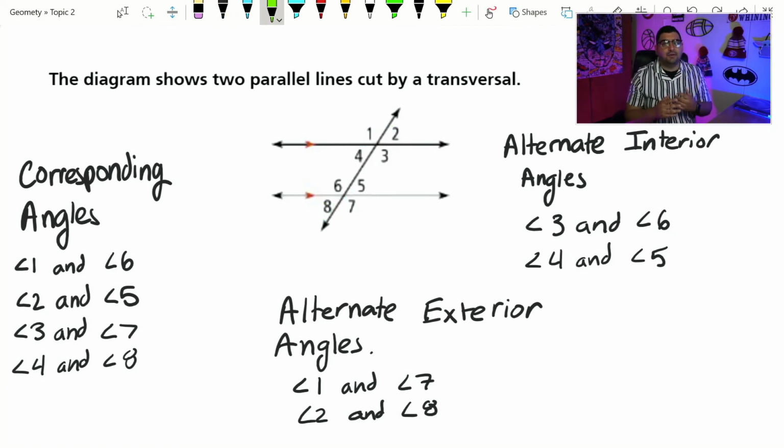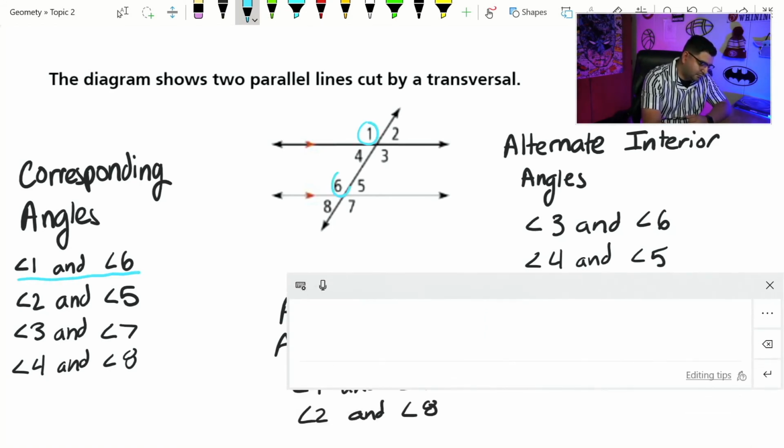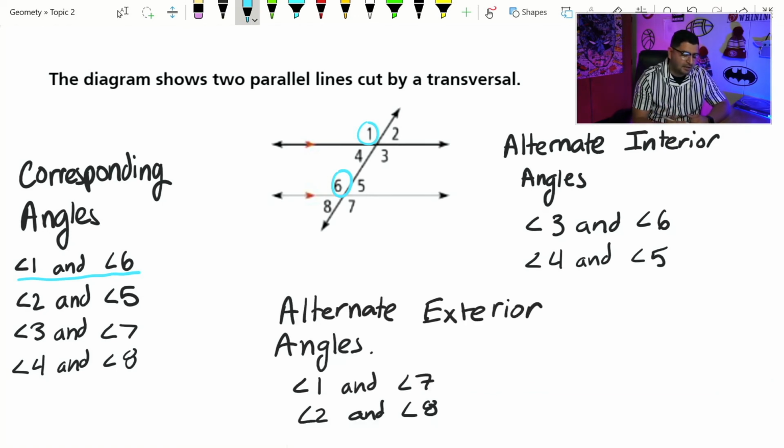So one thing to note here is that each angle has more than one pair. Most often they have two pairs. So here we can see, for example, that angle 1 and angle 6 were corresponding angles because they're in the same location within their respective groups. But also angle 1 is related to angle 7 as an alternate exterior angle. So these come into play later when we start talking about theorems.